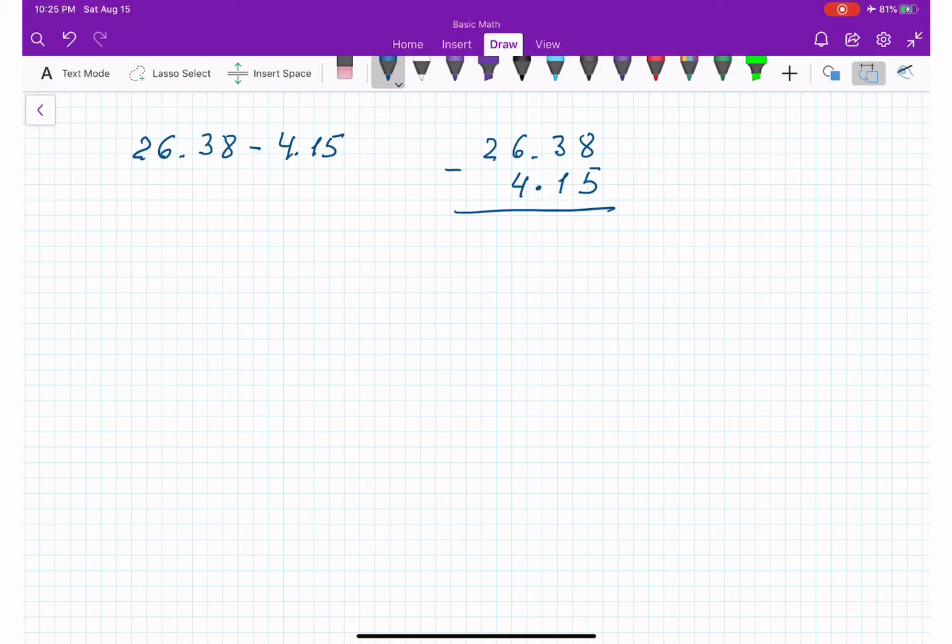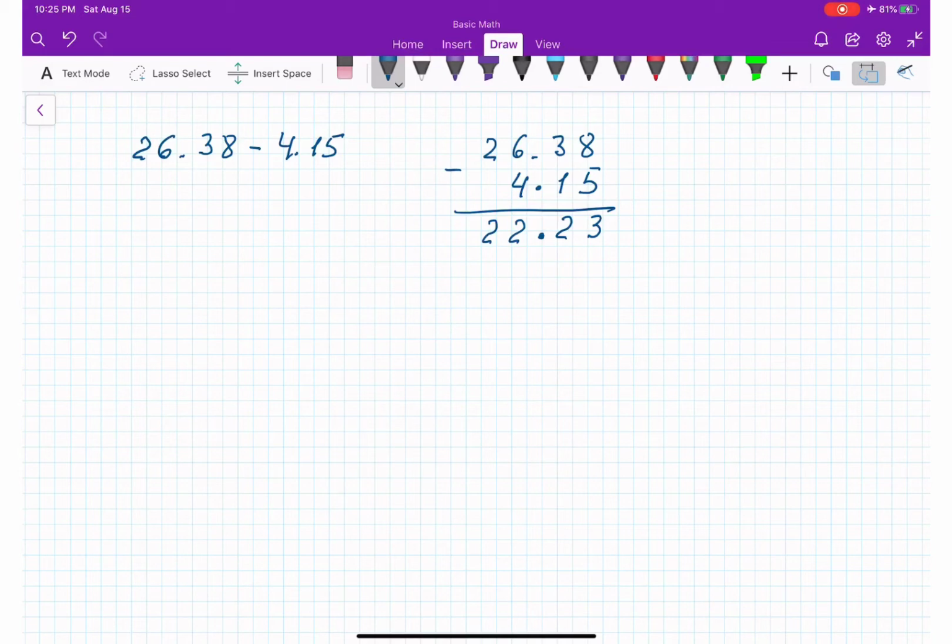8 minus 5, we are starting again from right to left. 8 minus 5 is 3. 3 minus 1 is 2. Decimal point. 6 minus 4 is 2. And this 2 comes down here.